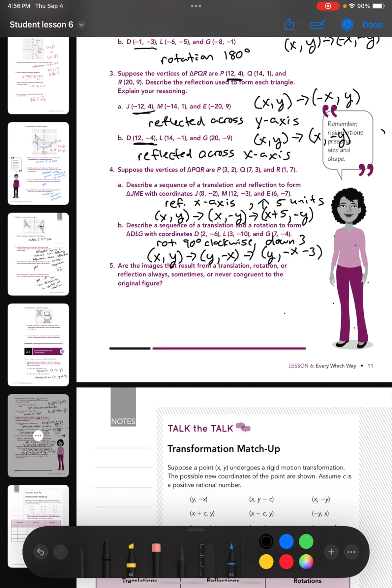Okay, leading to 5, probably the most important thing we keep reiterating: are the images that result from a translation or rotation or reflection always, sometimes, or never congruent? They are always congruent. Gets back to all of our rigid motion transformations do not change congruency.